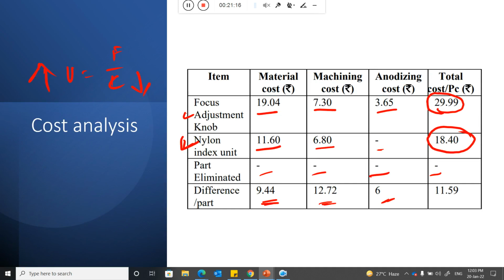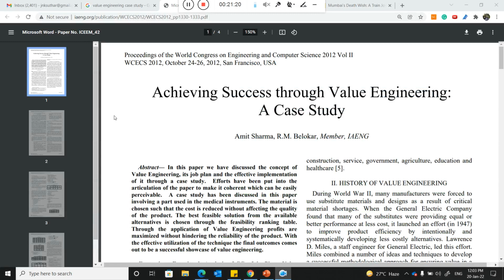I will show the actual research article, just wait. So this is the actual research article, and they are achieving success through value engineering, a case study. These are the authors of this particular article, and it is published in the World Congress on Engineering and Computer Science Proceedings.